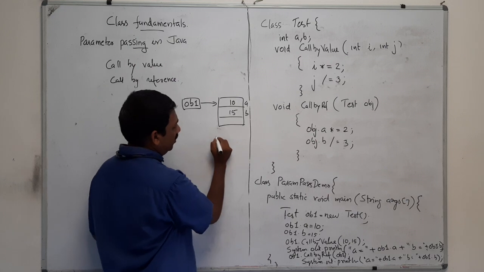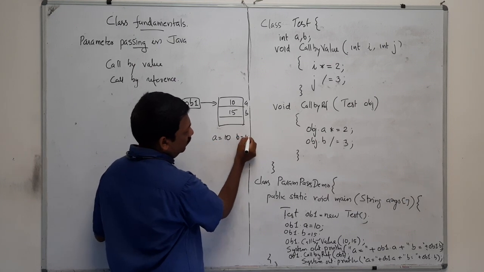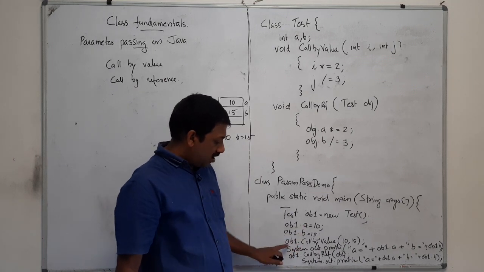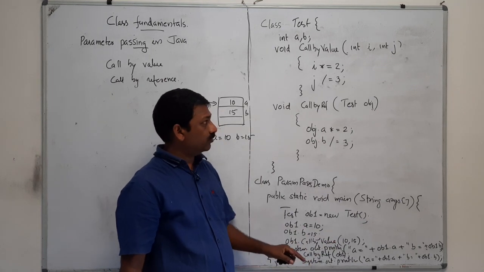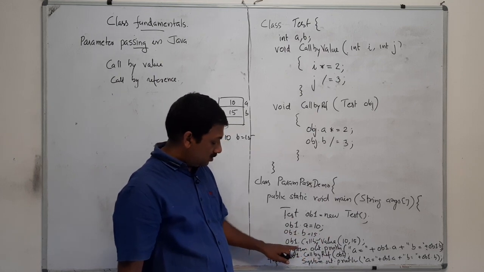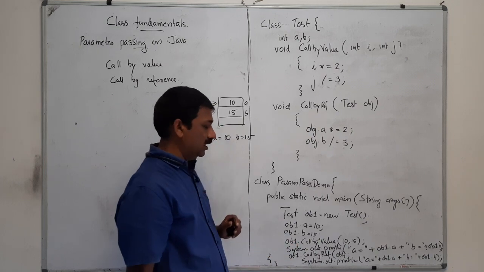After that, System.out.println, you are going to print a and b. What will happen? a is equal to 10, b is equal to 15. Whatever changes you have made after this call by value are not reflected in a and b.